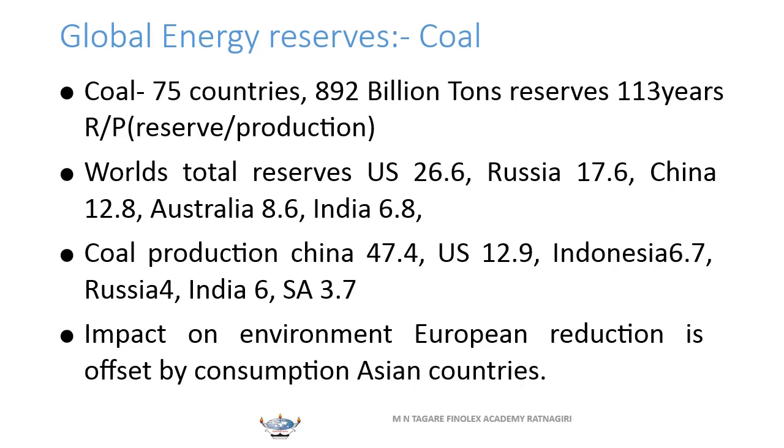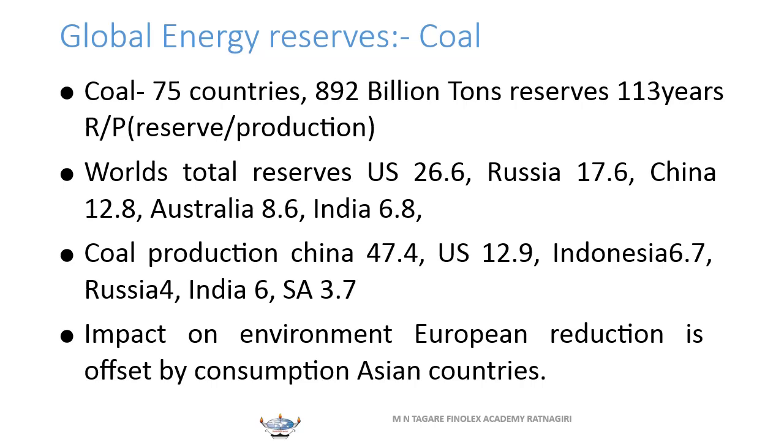Now let us see the scenario of global energy reserves. We'll see one by one. First, let us consider coal. All of us know that coal is very commonly available in large quantity, and coal reserves are found geographically in many countries. Coal is generally found in different types, for example peat or brown coal, normally called lignite, then bituminous, anthracite. These are the forms of coal, but basically it is coal. It is found in almost 75 countries across the globe. It is expected that almost 892 billion tons of reserves are there in the world.